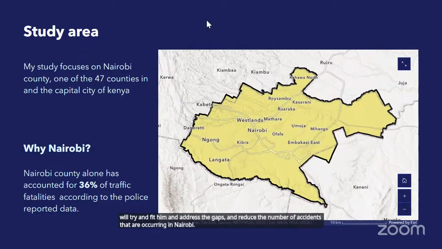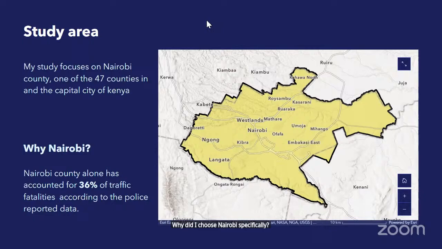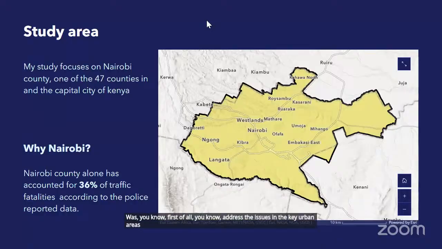Why did I choose Nairobi specifically? Nairobi, as per the police reported data, has accounted for at least 36% of road fatalities. And one of the key priorities of the National Road Safety Action Plan was, first of all, to address the issues in the key urban areas. Nairobi being the capital city of Kenya, having these interventions is going to be very critical for us.